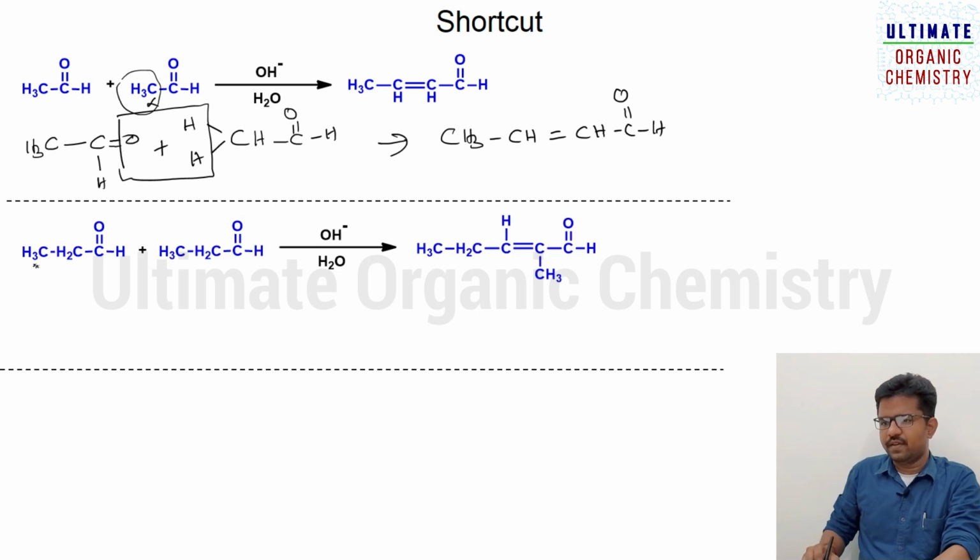Now you have propanal. 2 moles are reacting. First, the aldehyde or ketone you should write in a straight line. So this should be C double bond O. You must have hydrogen here. You must have CH2, and you must have CH3. Here most of the people will commit a mistake. They will take this hydrogen, but that is not the case. You need to take the alpha hydrogen alone.